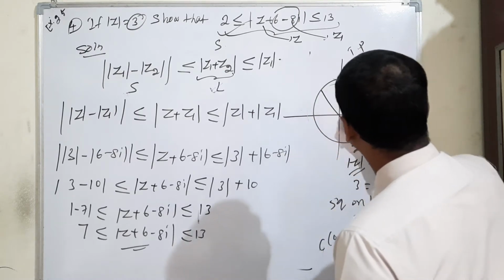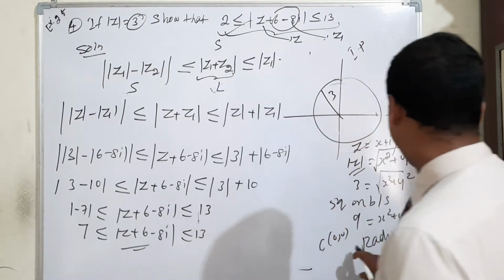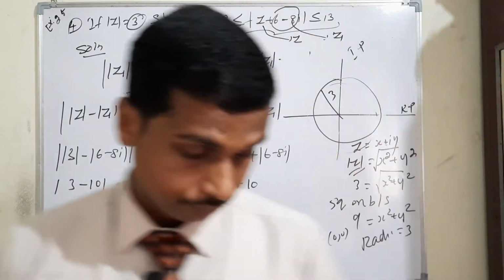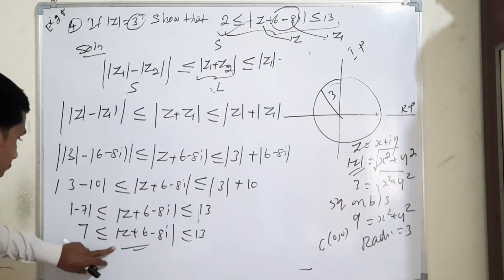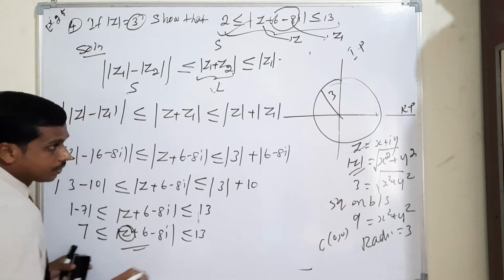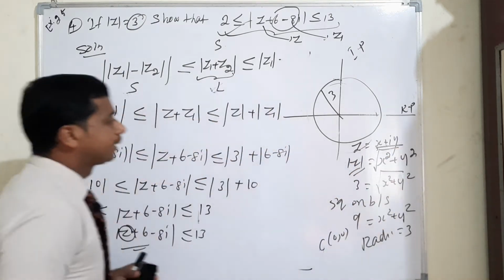So definitely the radius will be 3, isn't it? We found 3. Then you just have to compare with the last equation. The value of z we just applied: z is equal to, what is the meaning? x plus iy, isn't it?